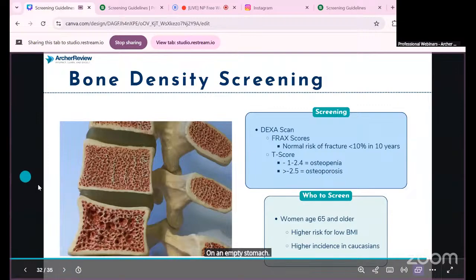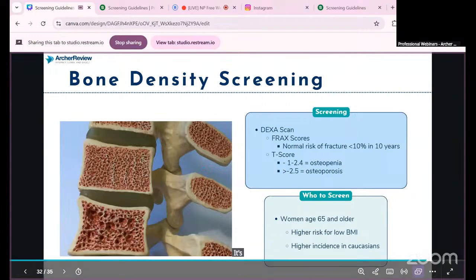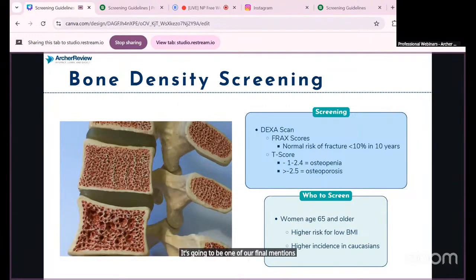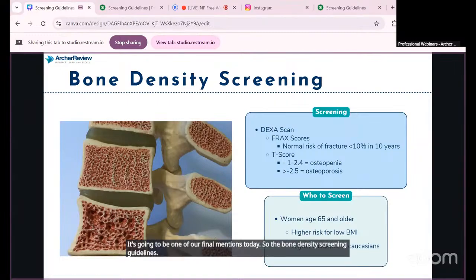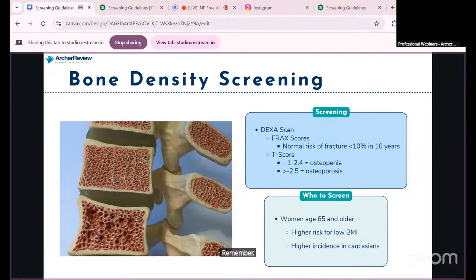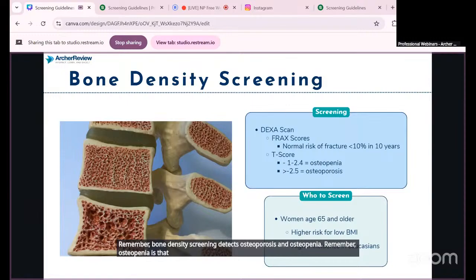All right, so let's just get in here. Let's just talk a little bit about osteoporosis. It's going to be one of our final mentions today. So, the bone density screening guidelines. Remember, bone density screening detects osteoporosis and osteopenia. Remember, osteopenia is that stage of decreased bone density before actual osteoporosis.